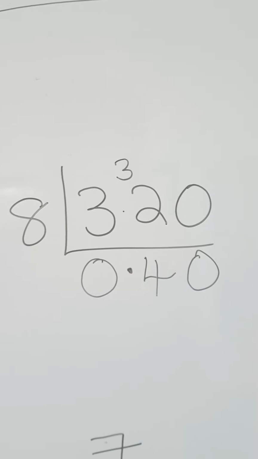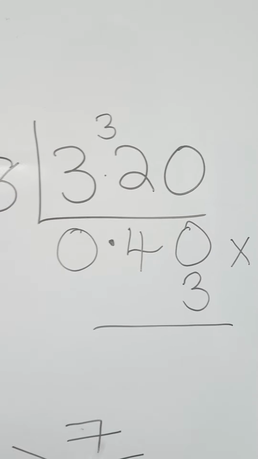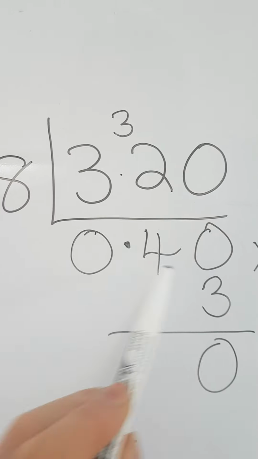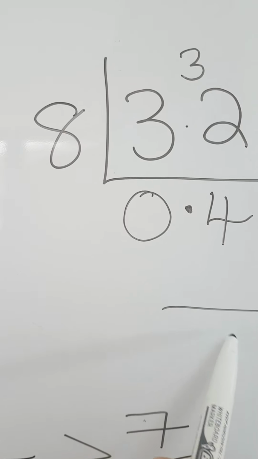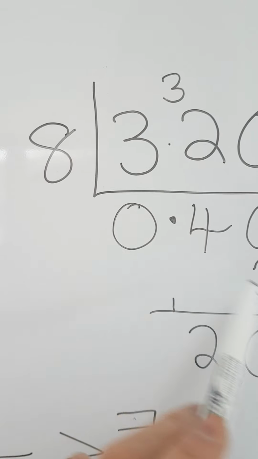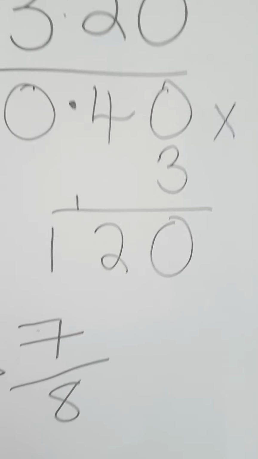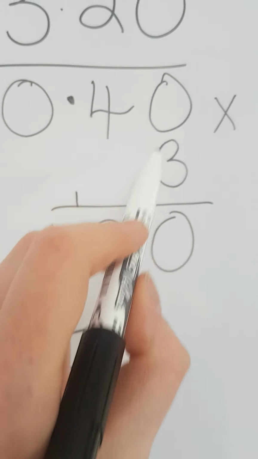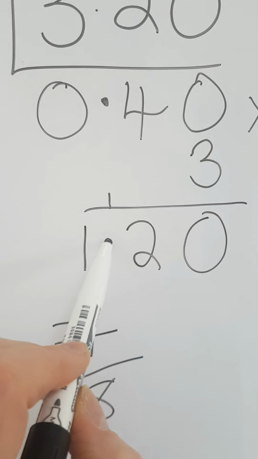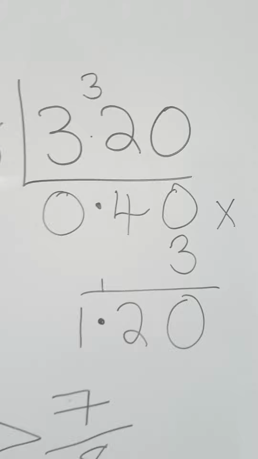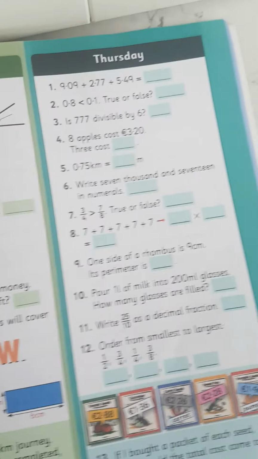So that means it's 40 cents for 1, but we want the cost of 3, so we'll multiply by 3. 0 times 3 is 0. 4 times 3 is 12. So put down my 2, carry my 1. 0 times 3 is 0. And then your 1 is 1. So don't forget to put in your decimal then. So we're 2 places over. So 3 apples cost €1.20. So I'll put in my euro sign there now as well.